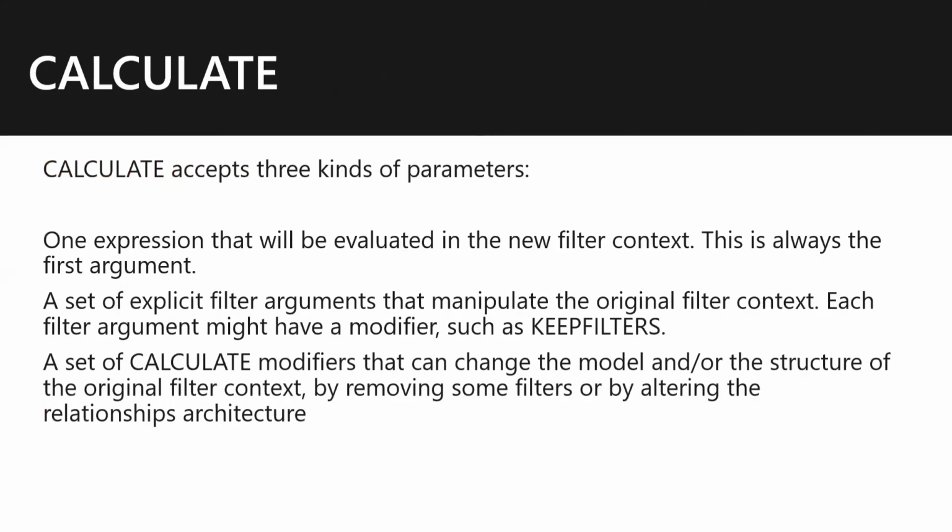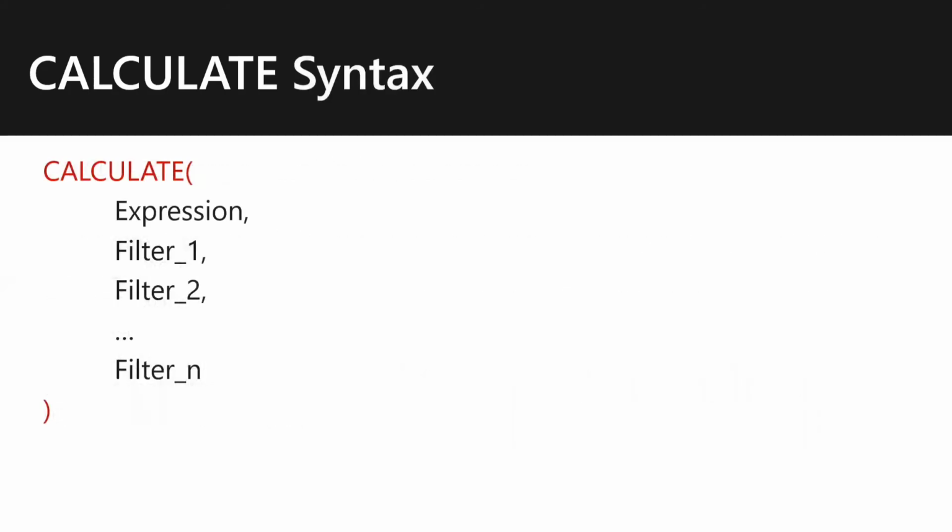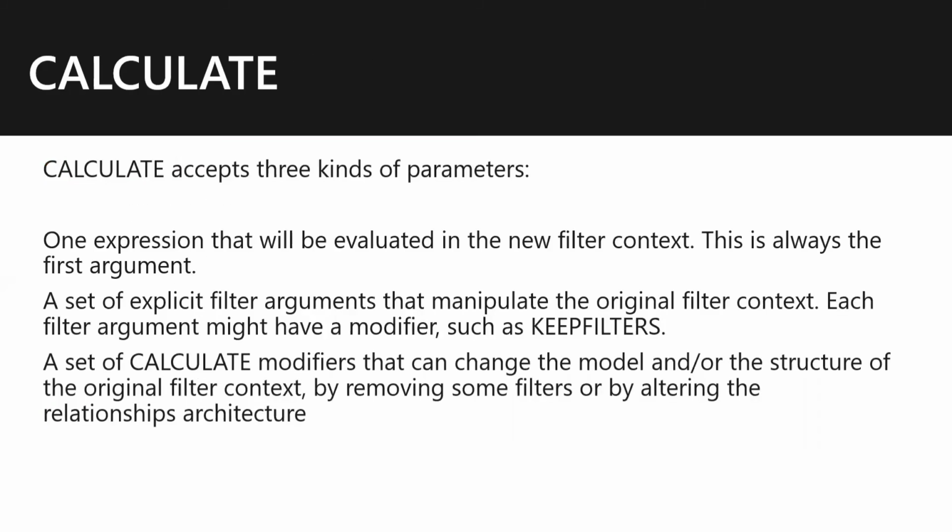So CALCULATE accepts 3 kinds of arguments. One is an expression that will be evaluated in a new filter context, which is our expression. It is always the first argument. Then we have a set of explicit filter arguments that manipulate the original filter context. So this filter one is going to modify the existing filter context that we have, like region, which I have mentioned earlier. It also has CALCULATE modifiers that can change the model or the structure of the original filter context by removing some filters or altering the relationships architecture.